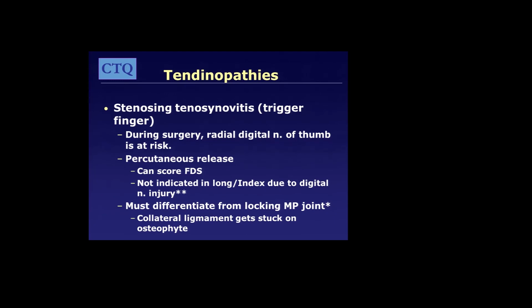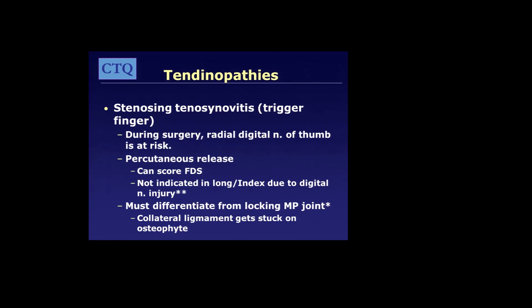You need to differentiate trigger finger from a locking MP joint. A locking MP joint will occur when there are degenerative changes in the MP joint with bone spurs. What happens is the collateral ligament of the MP joint can get stuck in an osteophyte, and that is what is termed a locking MP joint.